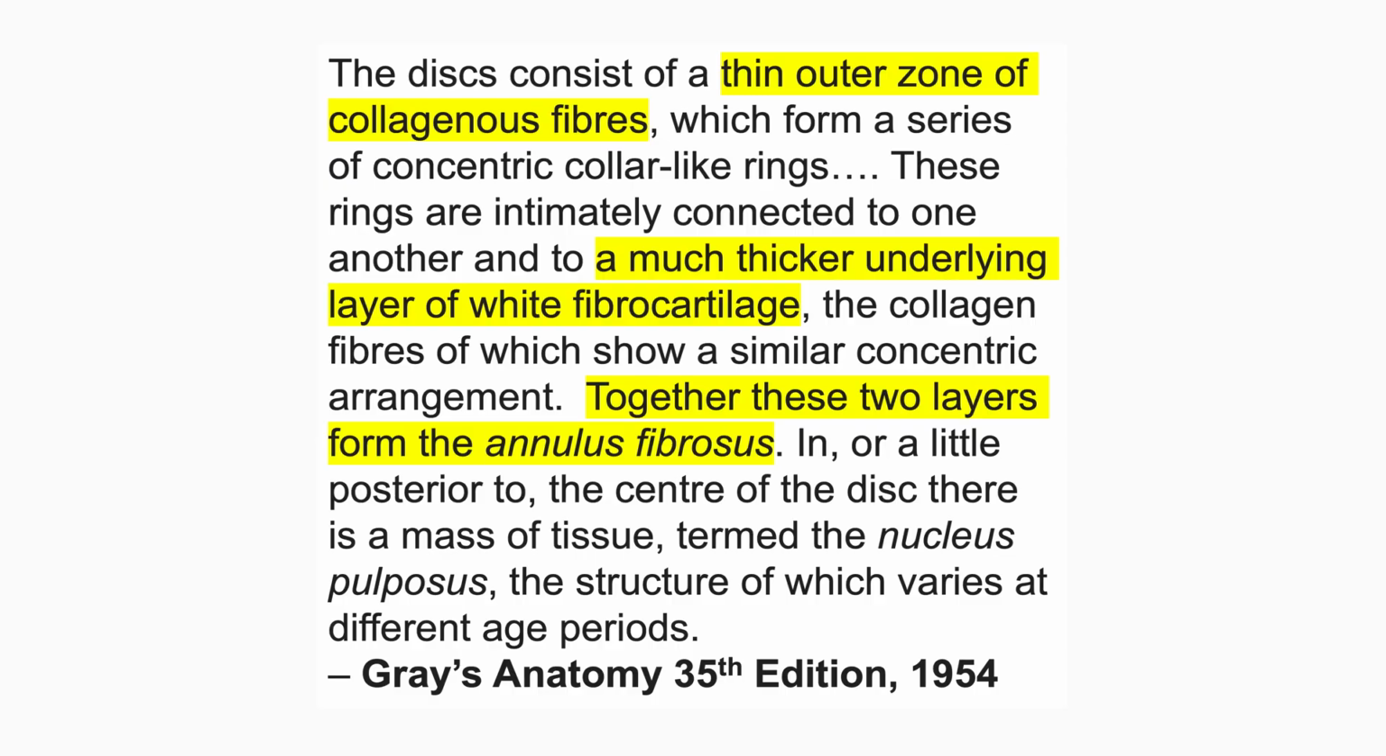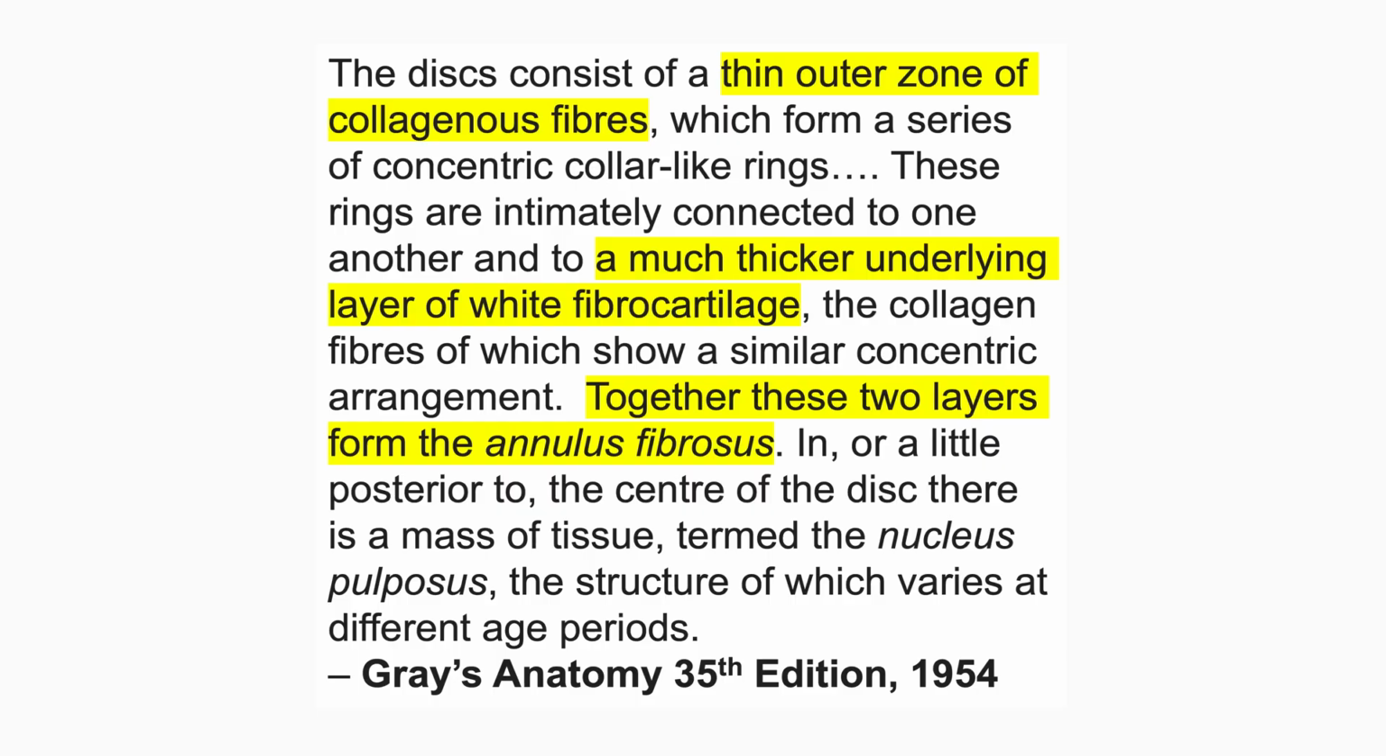This is an excerpt from Gray's Anatomy, 35th edition, 1954, describing in general terms what the disc looks like. There's a thin outer zone of collagenous fibers, and I would add dense collagenous fibers. They're connecting bone to bone, and underlying them is a much thicker layer of white fibrocartilage. And then the two layers form the disc annulus, and inside of that is the nucleus. So this isn't new. We should know what these structures look like.